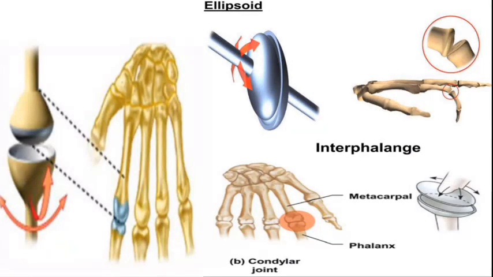So moving forward, you can see the images of the ellipsoid joints. So interphalangeal, metacarpophalangeal, those are condylar joints, also known as ellipsoid joints.